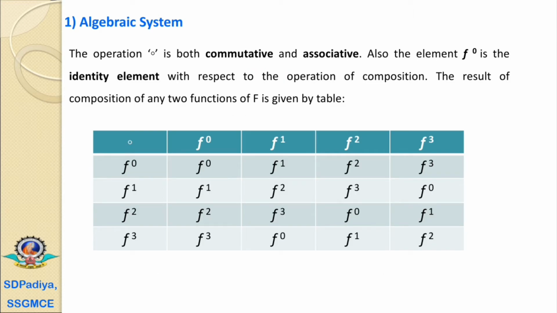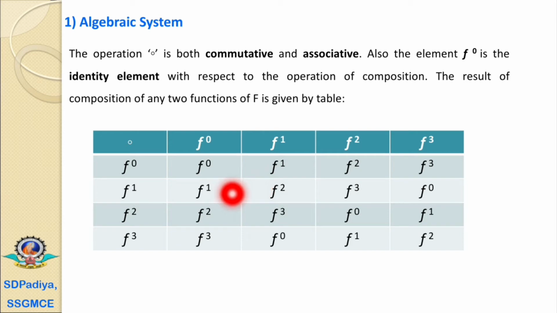Now if we design the composition table for this, then f raised to power 0 composition f raised to power 0 is f raised to power 0, f raised to power 1 composition f raised to power 1 is f raised to power 1, f raised to power 0 composition f raised to power 2 is f raised to power 2, and f raised to power 0 composition f raised to power 3 is f raised to power 3.